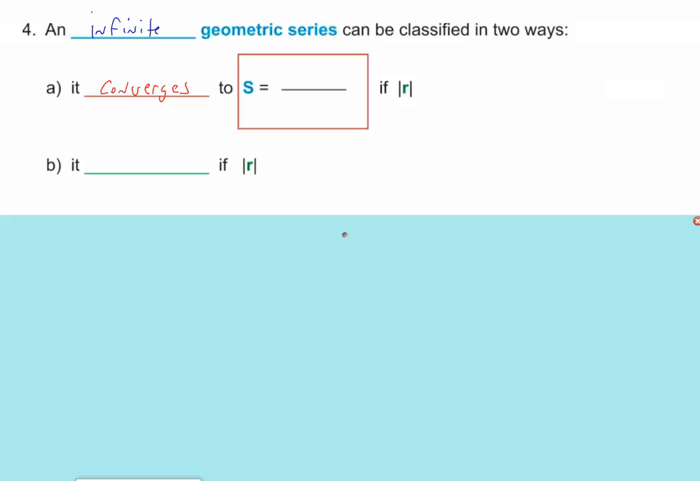All right. It converges if this situation, whoops, that looked like a D and that's supposed to look like an A. The first term divided by 1 minus R. So here again, we need a first term, and we need the value of R, the common ratio. And so the sum equals a sub 1 over 1 minus R, if the absolute value of R is less than 1. So to sum it up, you do a sub 1 over 1 minus R, and it converges if this scenario.